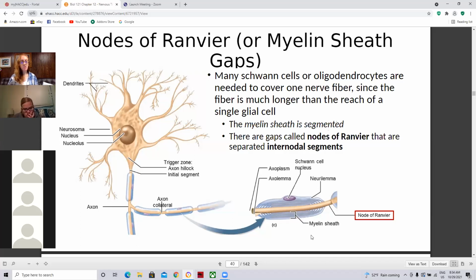However, because they're just doing segments, there's going to be gaps that aren't covered by myelin. These gaps are called the nodes of Ranvier, named after probably the person who discovered them.